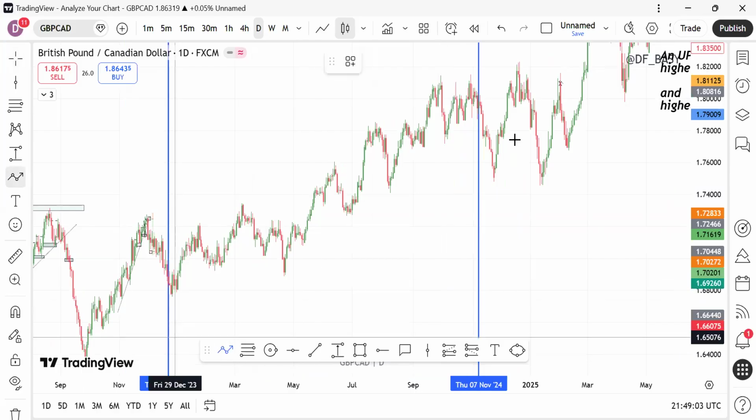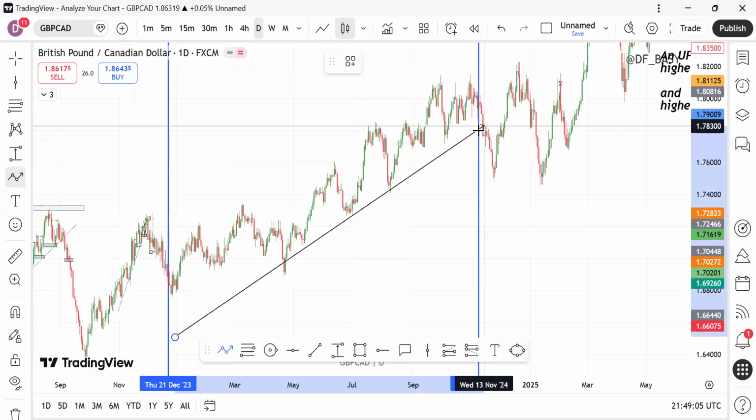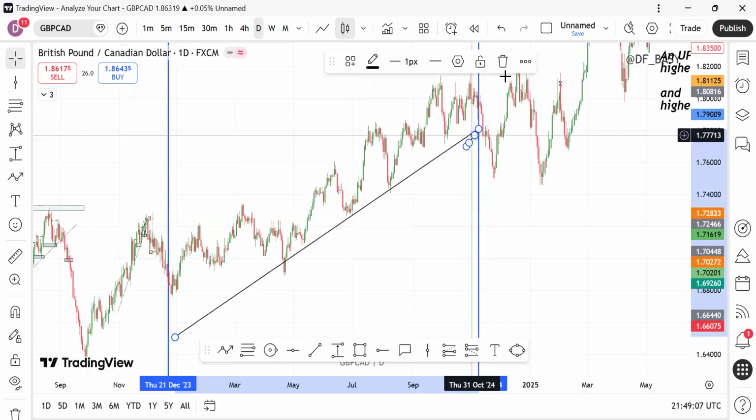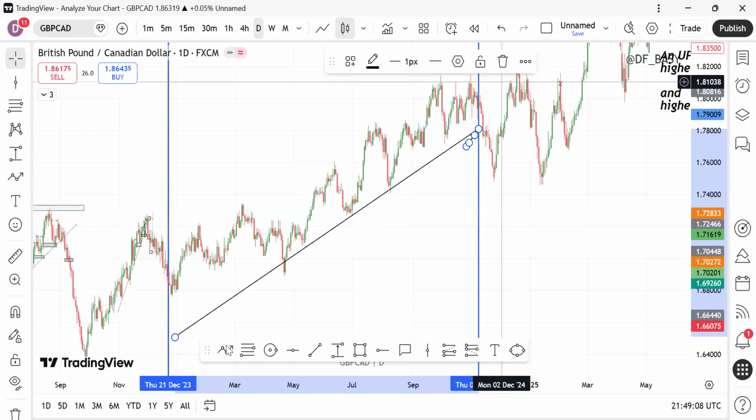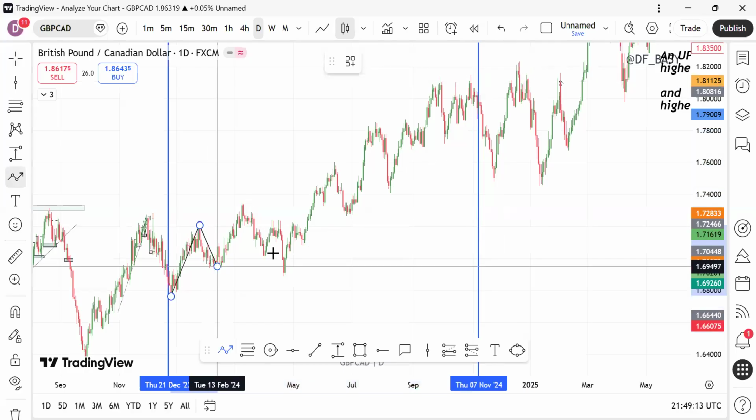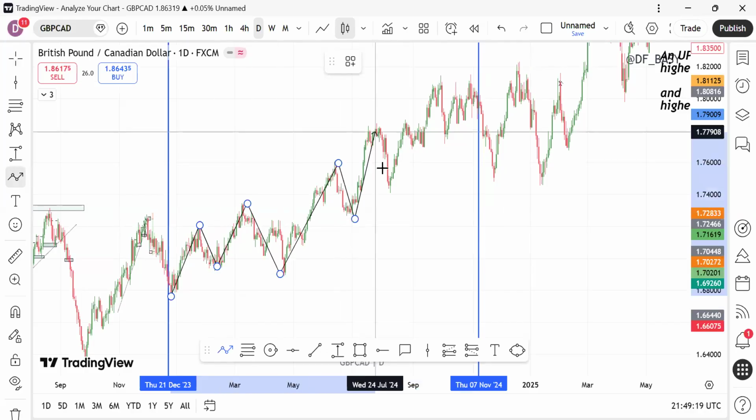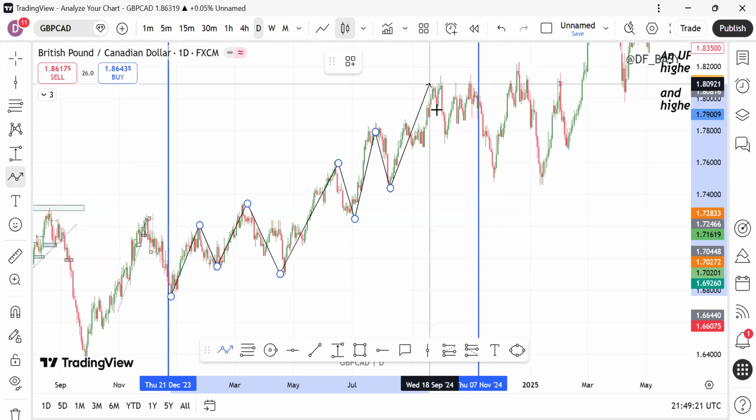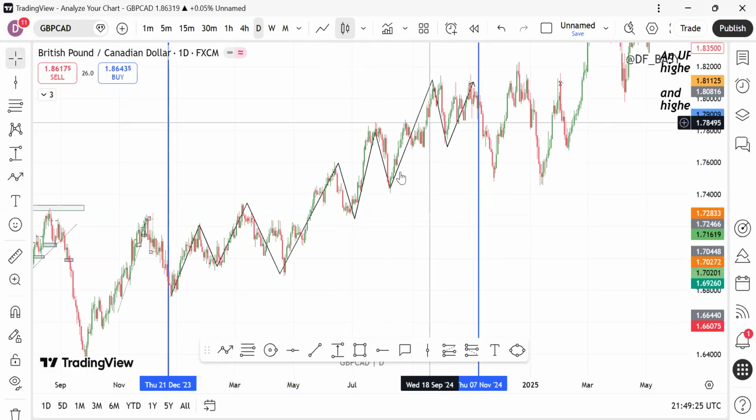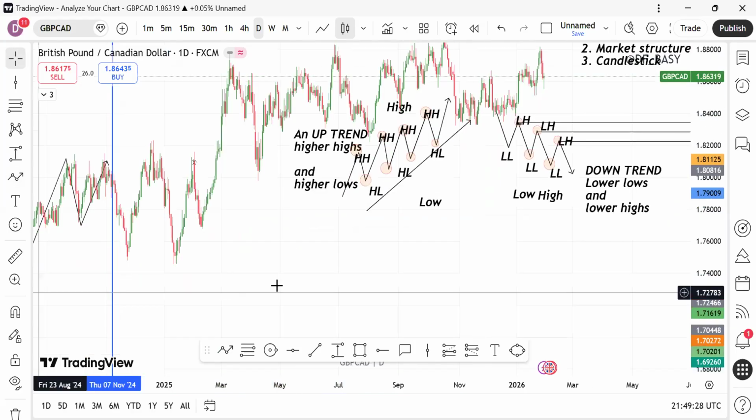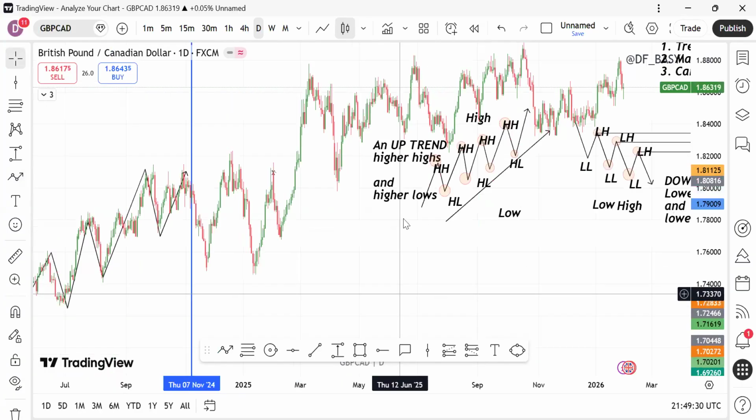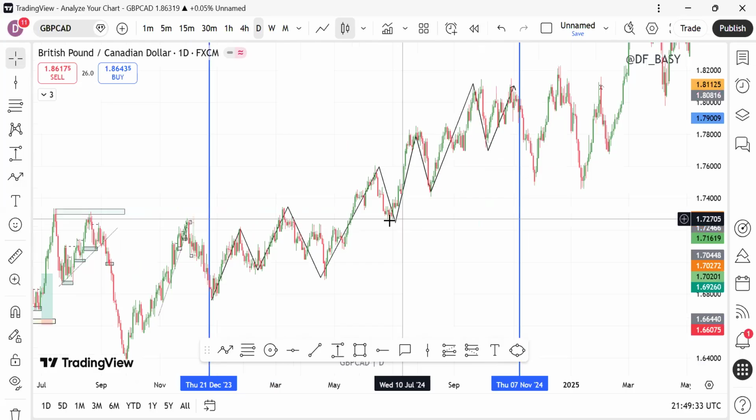Now, remember I told you guys, the market doesn't just move straight up like that. What it does is it creates a path, it creates structures, right? So with the basic understanding of what I showed you about market structure, what can you say this is doing over here? This is basically an uptrend.